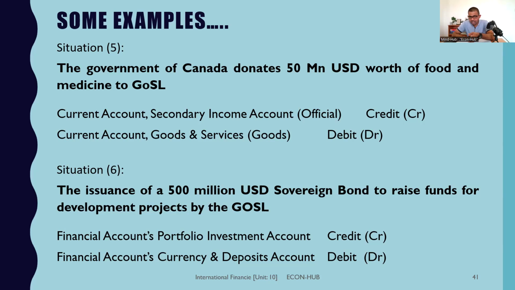Where do we record transfers? A clear transfer item is there in 2 accounts. What are they? Under the current account, we have secondary income. Also remember, under the capital account, we have capital transfers. Capital account, capital transfers.